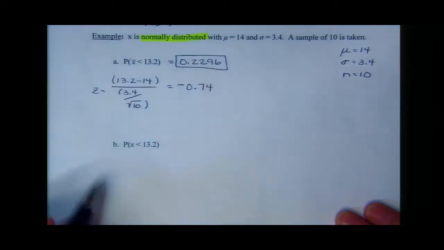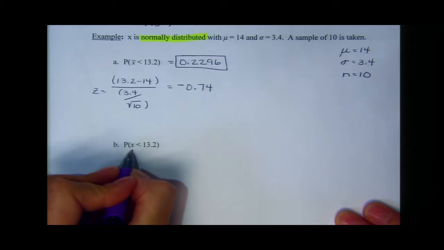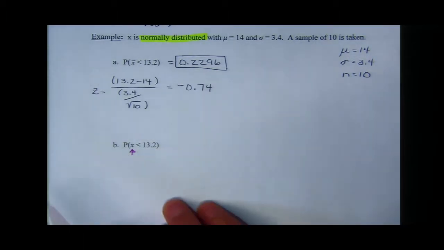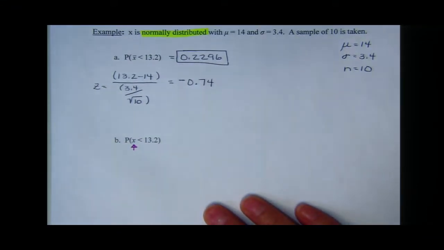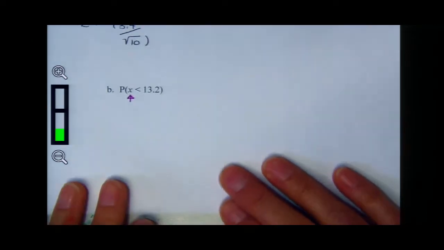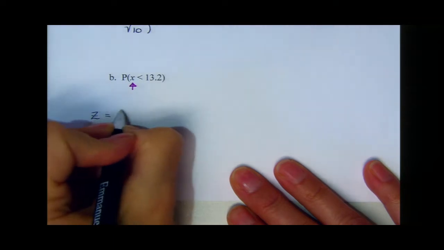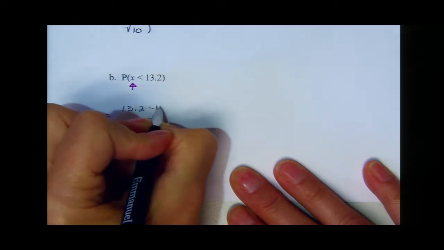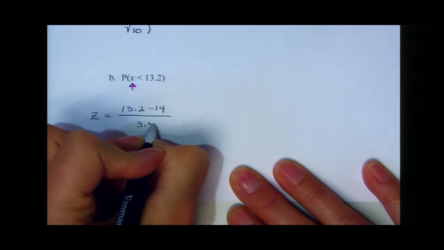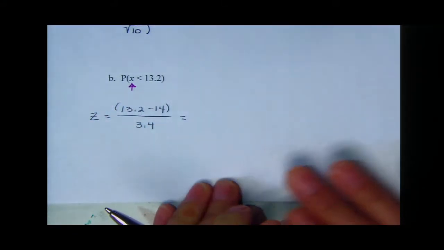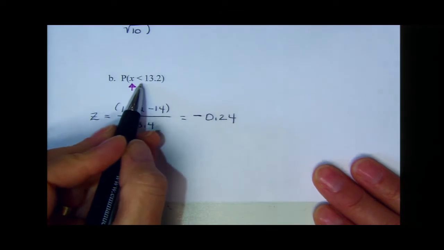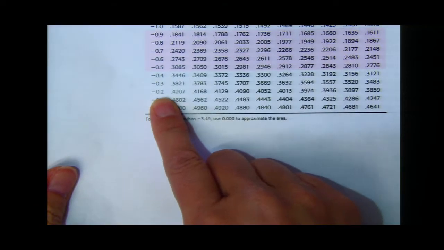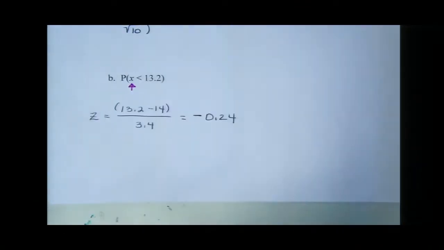Now, the next one you need to be very careful because this is now an x value instead of an x bar. It's still a less than, and we're still using 13.2, but we're not going to get the same answer because now I use a different z formula. It would be x, 13.2, minus mu, 14, divided by sigma, 3.4. Plug that into your calculator and you get negative 0.24. It's still a less than. So negative 0.24 gives 0.4052.